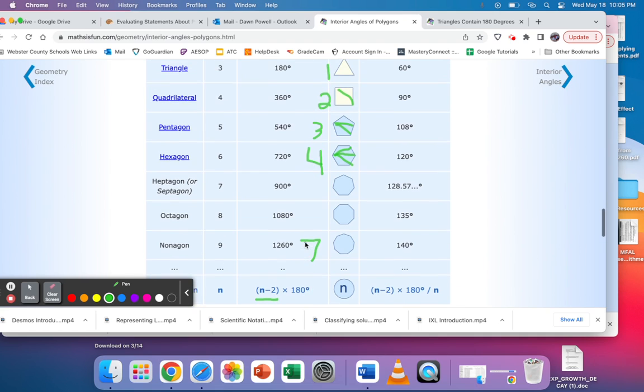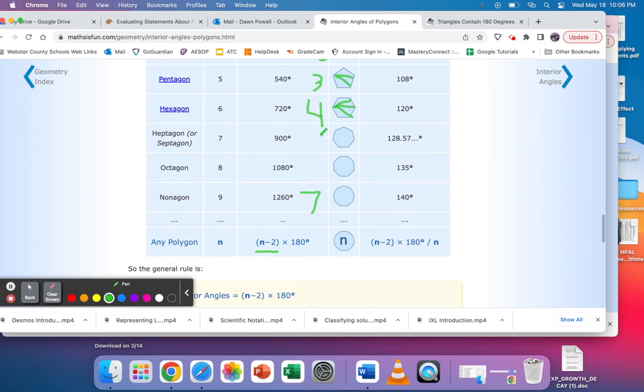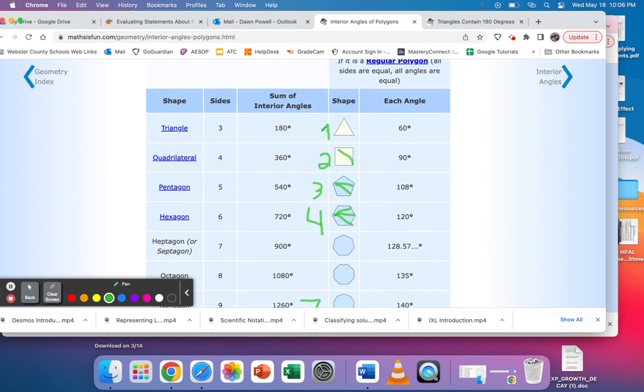Now, this will always give you the sum, but there's one column here that says if it is a regular polygon. So you have to kind of understand what a regular polygon is. All of these that they have drawn right here are regular polygons. The triangles that I was moving around, the only one that's a regular triangle is an equilateral triangle. And equilateral means equal sides. And in this case, if a triangle has equal sides, it also has equal angles.